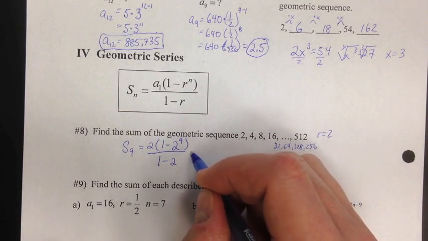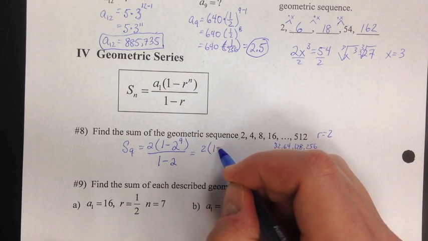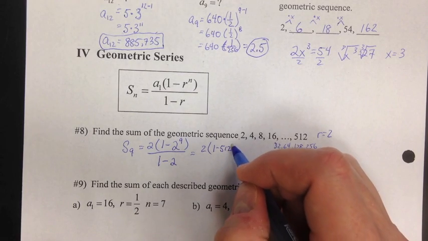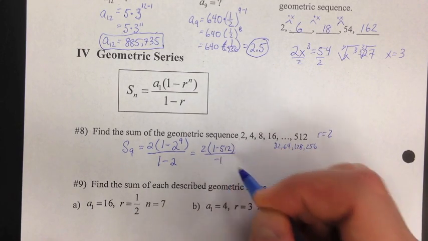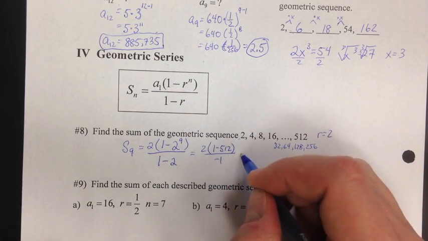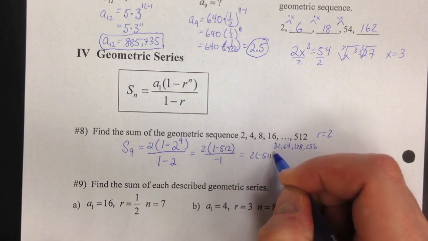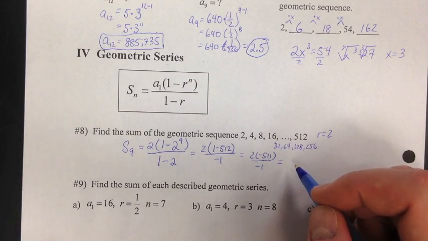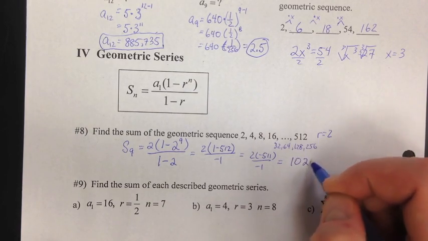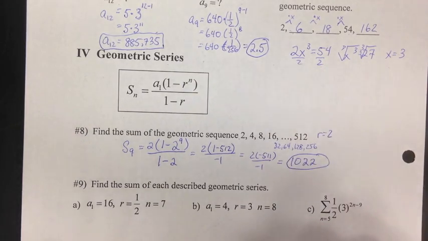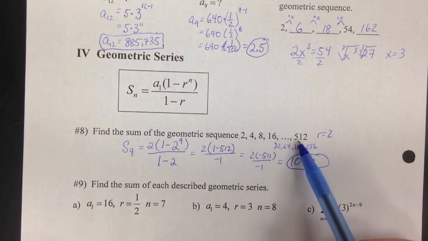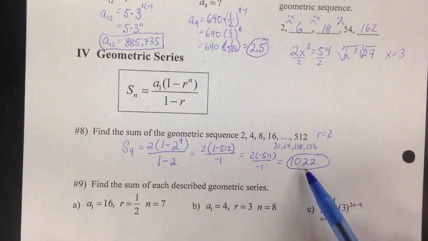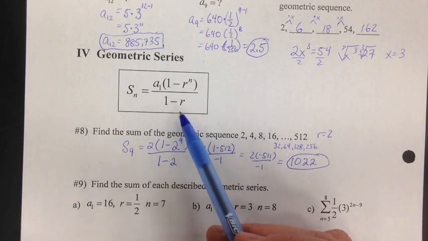All over 1 minus r, which is 2. Now what happens here is you get 2 times 1 minus 512. That's 2 to the 9th over negative 1. And that's 2 times negative 511 over negative 1. And what we end up getting here is 1022. That would be the sum of all those numbers. Now in this case, it's not a lot of numbers. You could just have added these up individually and gotten to the same place. But the formula might take you a little bit shorter.